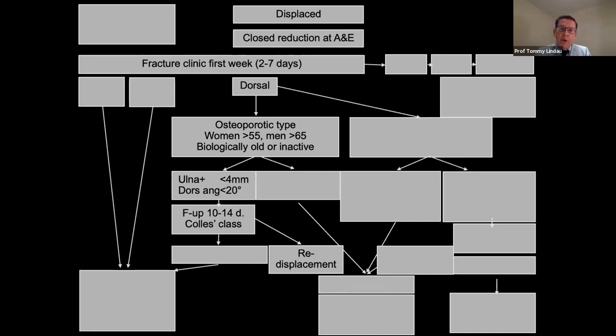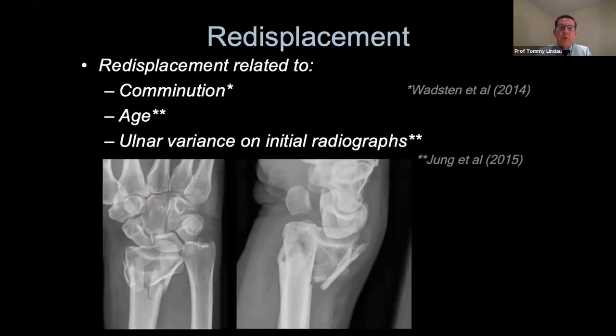If we, at the 2-week follow-up after trauma, have a redisplacement of the fracture pattern, where redisplacement is related to comminution, age, and the ulnar variance on the initial radiographs, which again goes back to the fracture clinic a week earlier, we should have identified the degree of comminution, the age of the patient, and the ulnar plus variance. So here, in a way, we have a second chance to take a good decision on what we do with the redisplacement, but in all fairness, already at the fracture clinic, these things should have been picked up and discussed in the management.